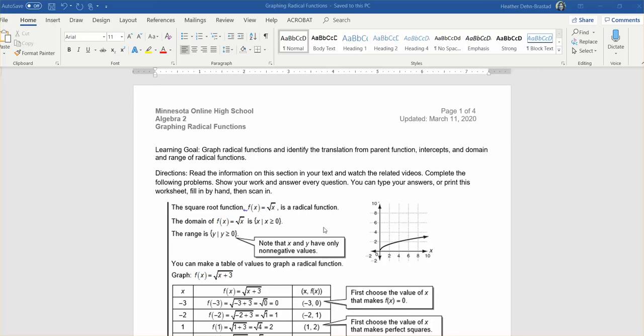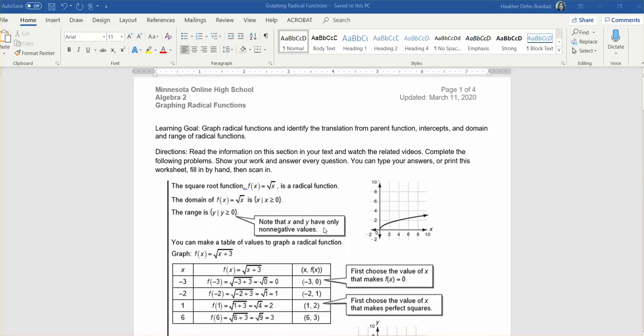So what we're going to do is graph these, find the domain and range. We're going to transform them or say what the transformations are and answer some questions about these. You can do graphing of cubed root and fourth root and other ones as well. It's a little more complicated. In this assignment, we're just going to look at graphing square root functions.